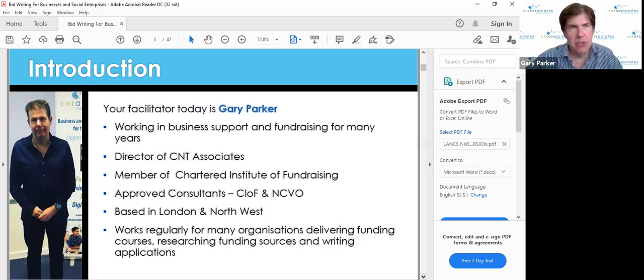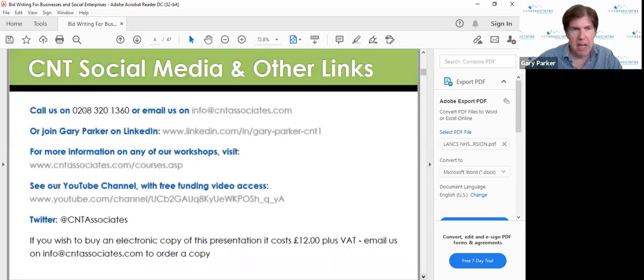And we also do a lot of training related to all of those elements that I've just mentioned. We are members of the Chartered Institute of Fundraising, which is a professional body, and we work regularly for many organisations delivering funding courses, researching funding sources and writing applications. So we've got a lot of skills and experience here.